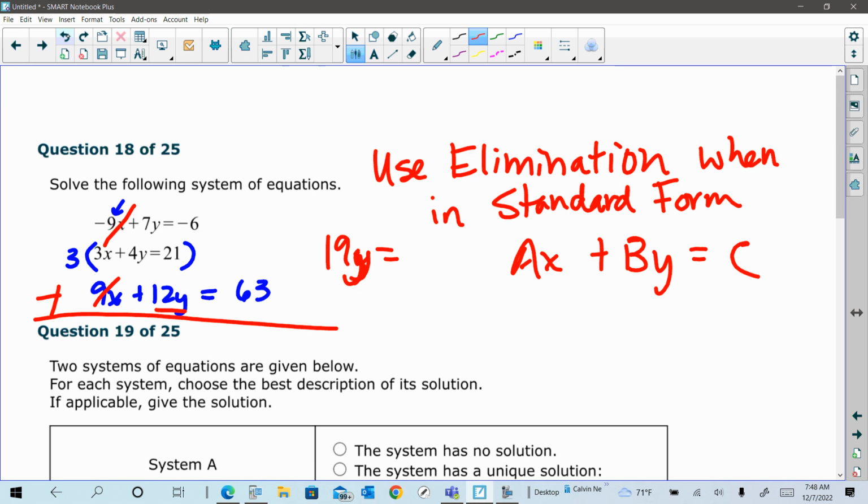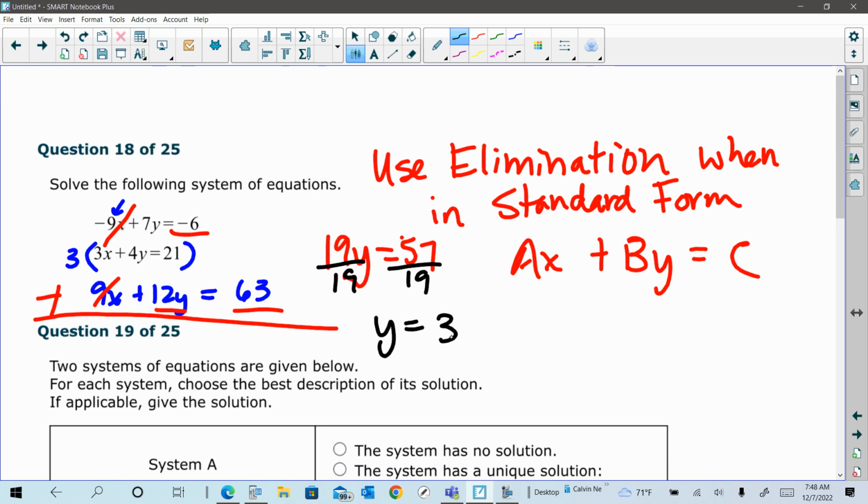Oh, what did I do? Hold on. Go back. Then we're just going to divide by the 19 and y equals 3.